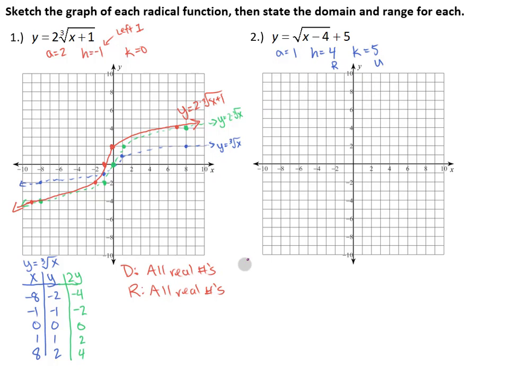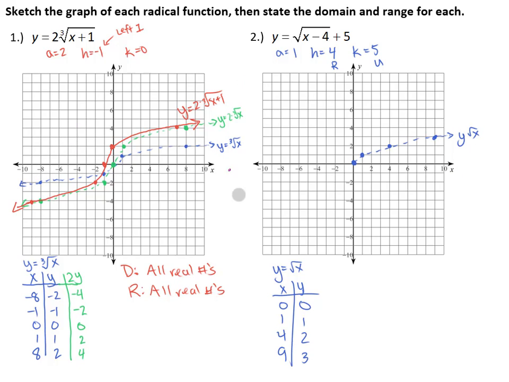So let's start with our parent function. Remember, we want to pick values that are easy to take the square root of, which are 0, 1, 4, and 9. Square root of 0 is 0, square root of 1 is 1, square root of 4 is 2, and square root of 9 is 3. So plot those parent function points: (0, 0), (1, 1), (4, 2), and (9, 3). We do that with a dashed graph, because remember, this is just the parent function, y equals the square root of x.